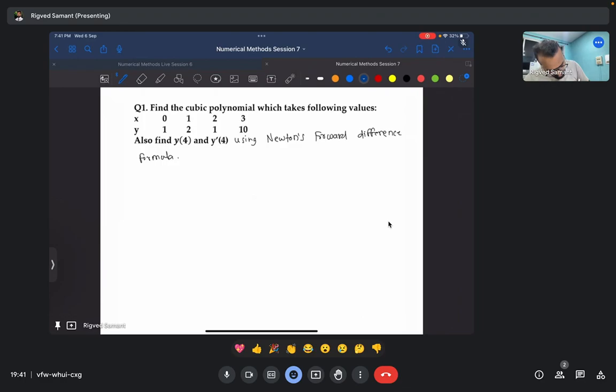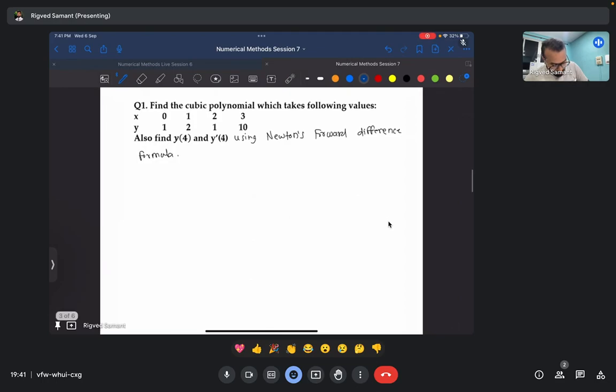Interpolation. Here I want to find a cubic polynomial which takes the following values, and also find y of 4 and y dash of 4, using Newton's forward difference formula. So rather than doing y dash of 4, I will find y of 2.5 and y dash of 2.5. So this is a small difference. Why am I doing it?